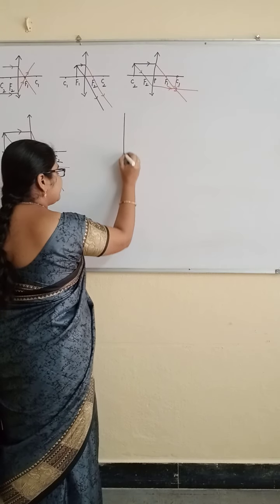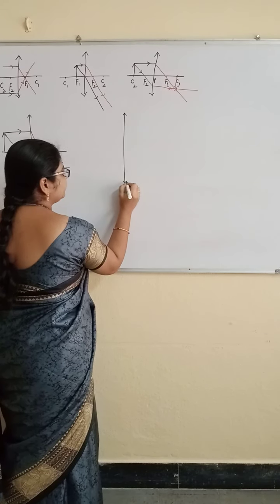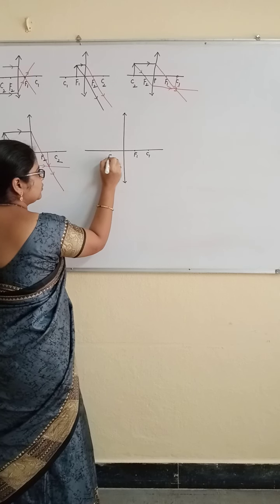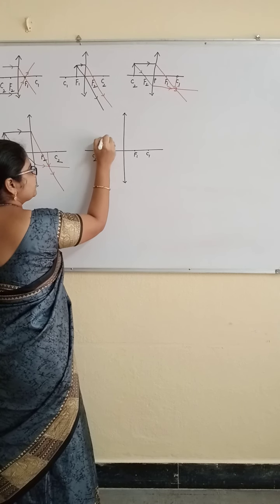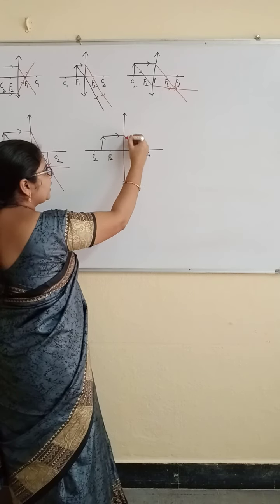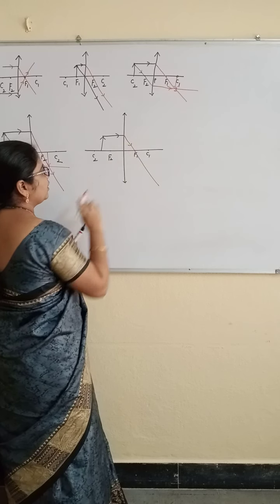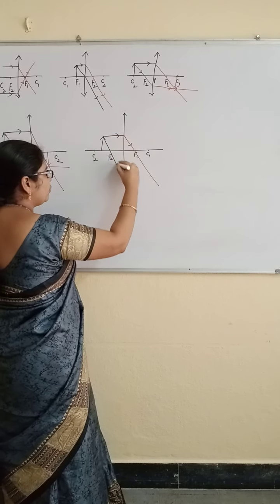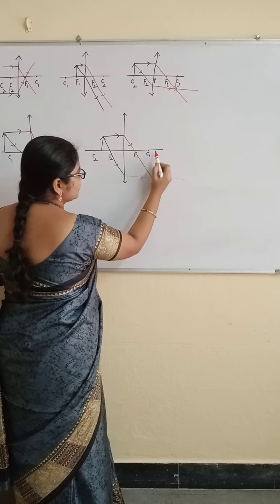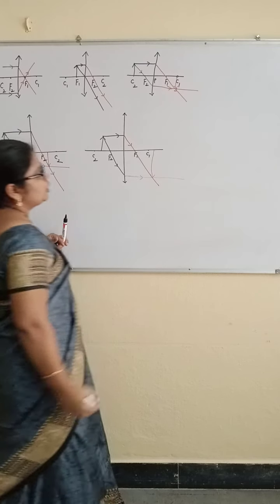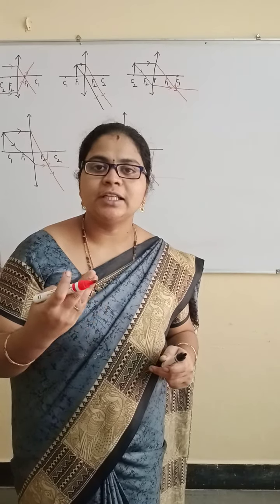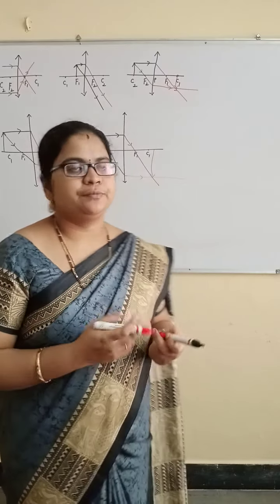Now when the object is between F and C, the light ray which is parallel to the principal axis, the refracted ray passes through the focus. Now the light ray which is passing through the focus, it will be parallel to the principal axis. So here the two light rays are intersecting. So the image will be formed beyond the center of curvature. It is a real, inverted and enlarged image.